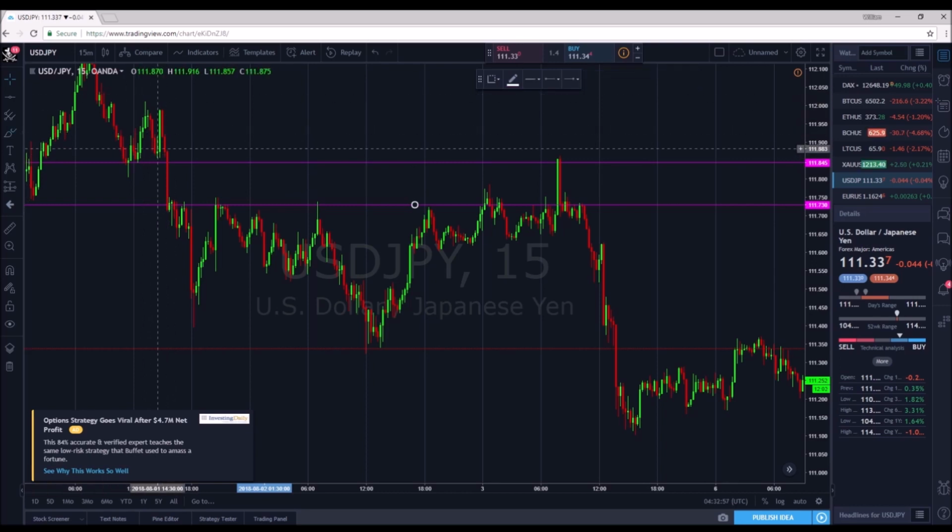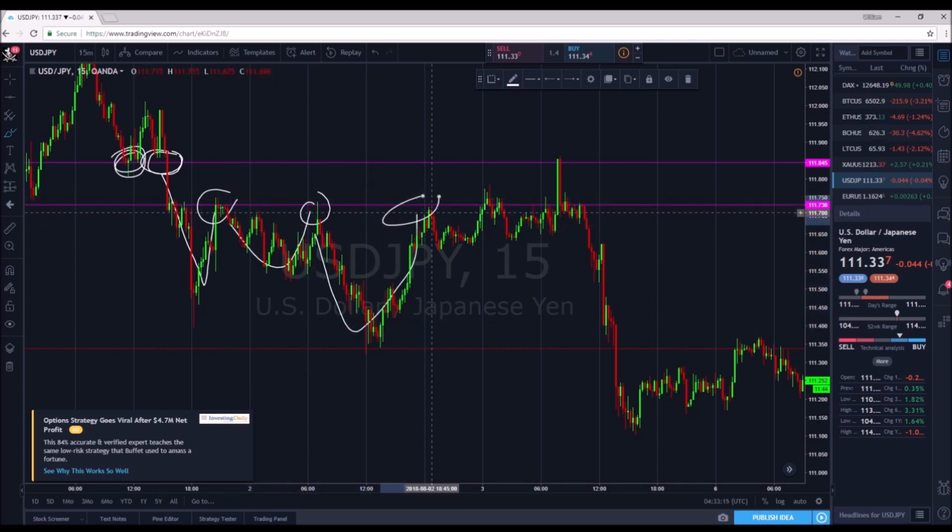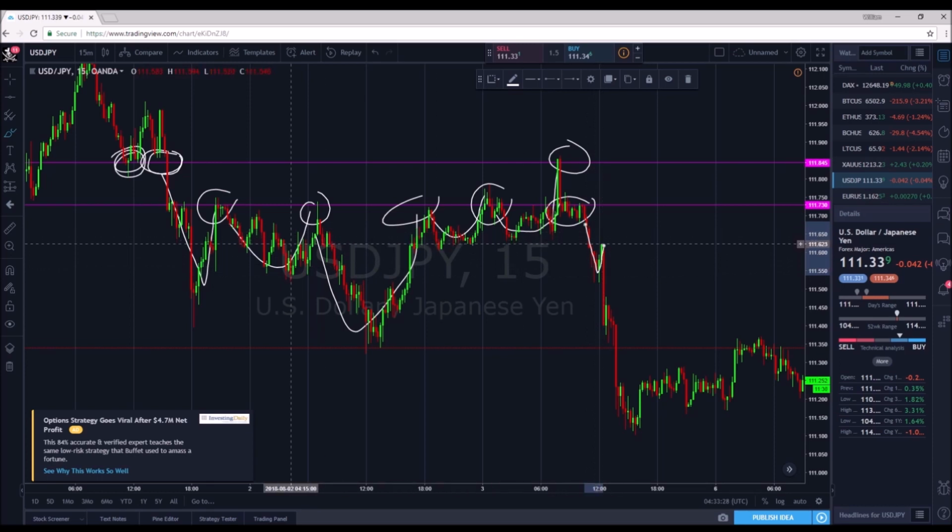And once this support got broken right here, what did I say before? Support becomes resistance. So that became a resistance zone. Then it came down and formed a resistance area here, and just played around that resistance and even broke out of it, maybe to try to trap some traders, and failed to break this resistance area and came right back down into this resistance. And that's where it fell.